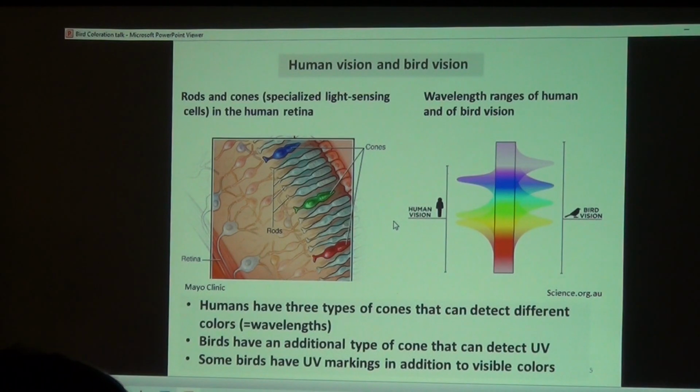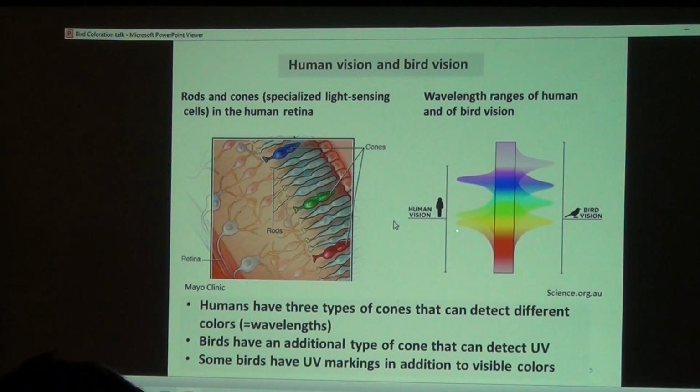Now, I should mention that sunlight not only has all the visible colors to us and to birds, but it also has UV. And birds will see, let's say, a UV marking on another bird by the reflection of the UV that's coming from the sun into their eyes.